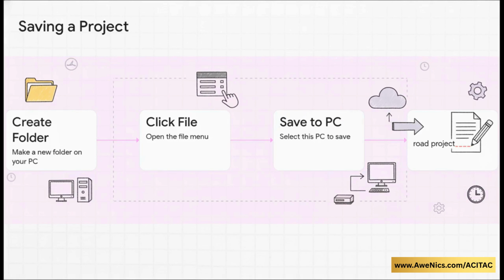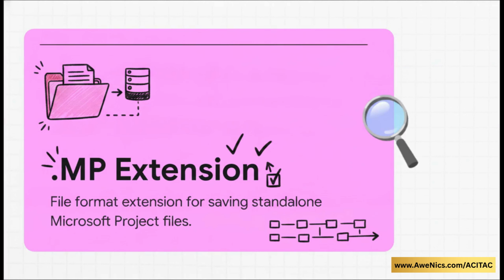Because it works just like Word or Excel, a default project document is created the exact second you open the app. There's no database to spin up, no server to connect to. You just save it straight to your PC. You know the drill. Create a dedicated folder, hit the File menu, click Save to this PC, give it a descriptive name like Road Project, and boom, you're off and running. Just make a quick mental note of that .mp extension when you save. Whenever you see that extension, it's basically confirmation that your project is safely compartmentalized as its own standalone document, totally ready for you to start building.